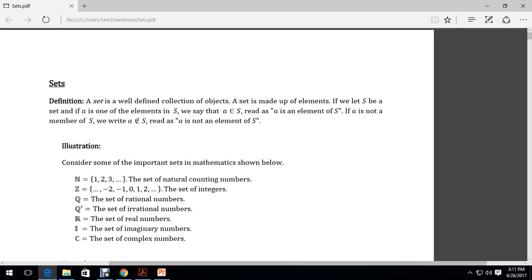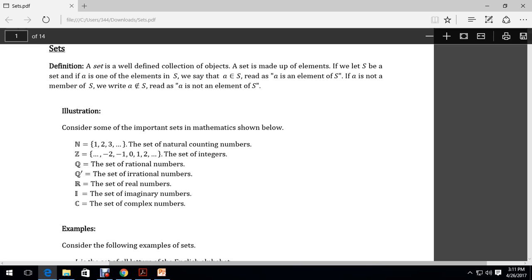Okay, so let's start with the definition of a set. A set is a well-defined collection of objects. A set is made up of elements. If we let S be a set, and if A is one of the elements in set S, then we say that A is an element of S. The symbol here represents element or membership of A in S. If A is not a member of S, then we write A is not a member of S, or A is not an element of S.